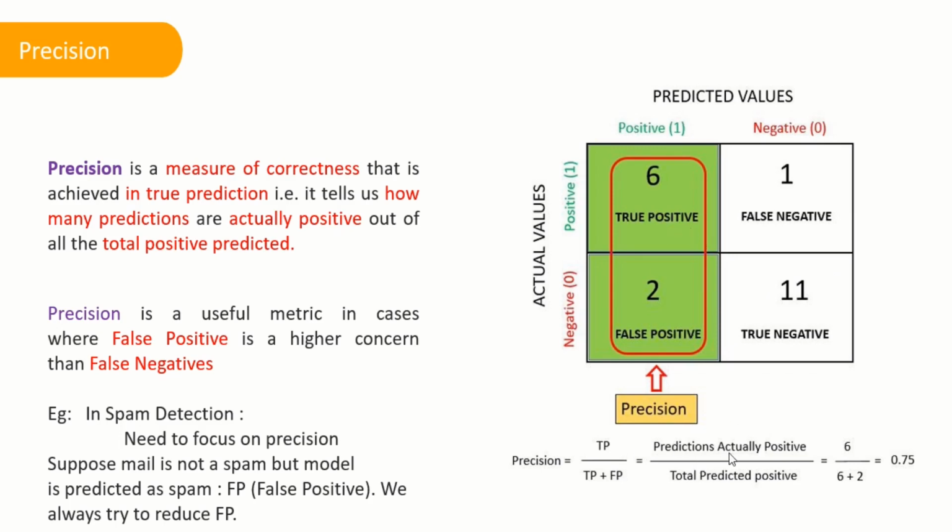Similarly, how many were actually positive out of the total predicted positive? In total we have predicted 8 as positive, but actually there were only 6 positive. So that is what we have done in the precision.